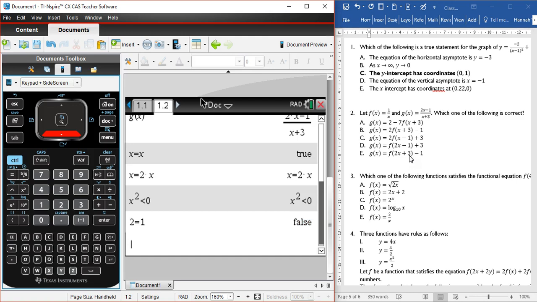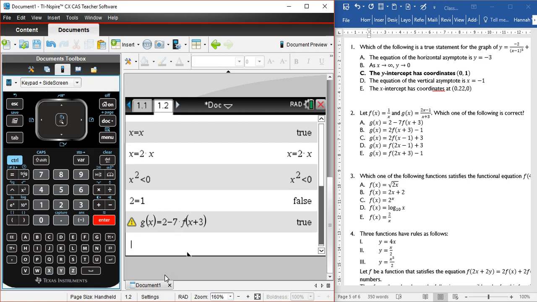So what I am going to do is type every single statement into the CAS and see what happens. My first one is g of x. Once again, it's bold because I have defined it. g of x equals 2 minus 7 times f of x plus 3. Enter, it says true. That's good, which implies that for every single value of x, g of x would equal this. I'm going to continue with the other statements to see what happens.